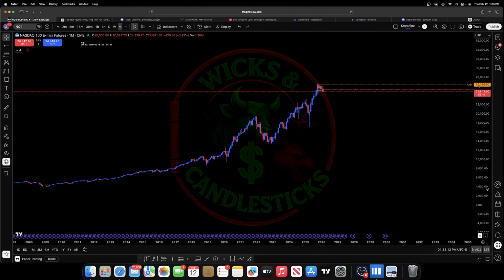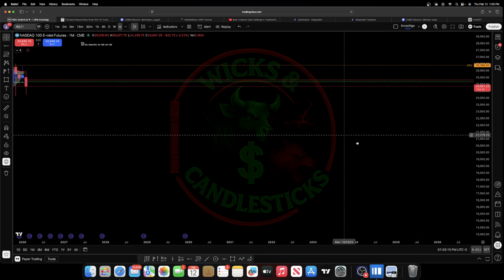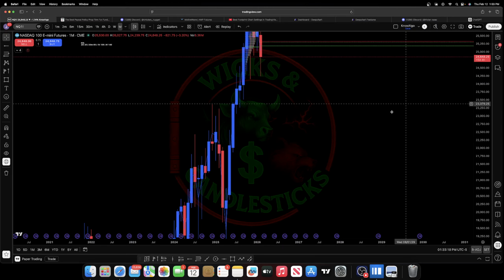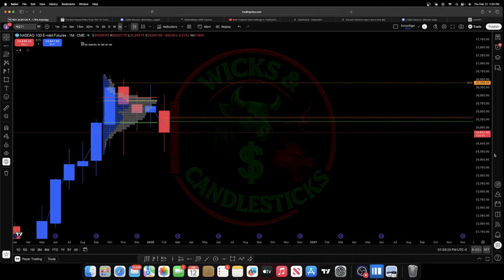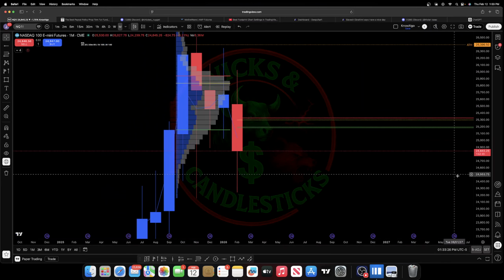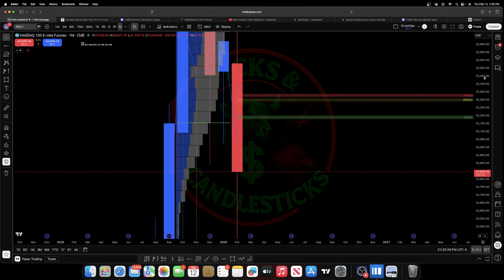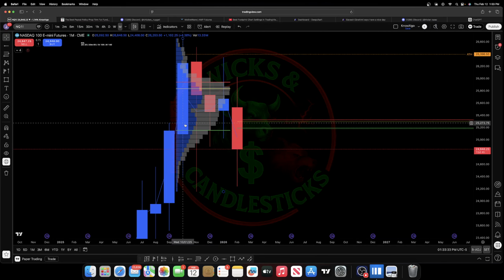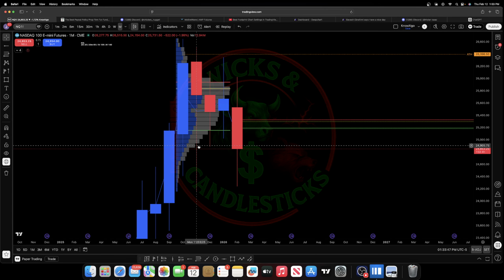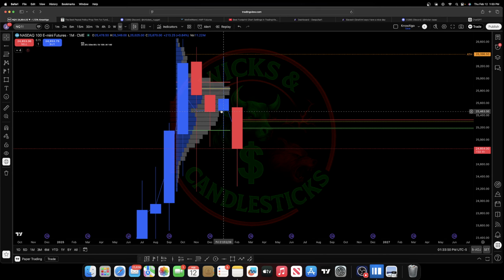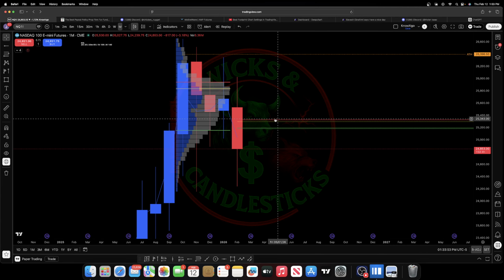I want to draw my monthly levels out now because the monthly levels are stronger. As you see here in that small balance area that I have, this monthly profile is from October all the way to January, because we are in February now. I don't want to grab February because we're not done with February. We're done with January.